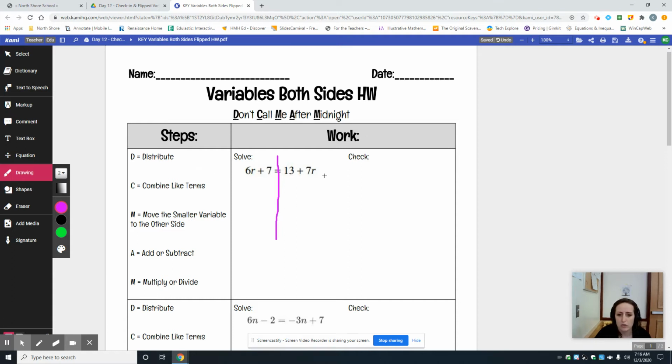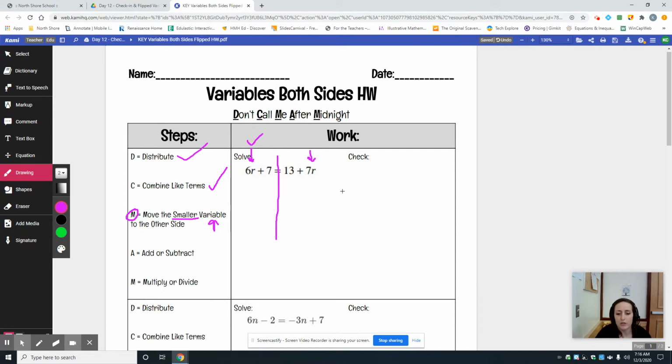So there's no distributive, no parentheses, so good. No combining like terms because there's no two r's on the left, no two r's on the right, no two constants on the left, no two constants on the right. Now we're to this step, M. Move the smaller variable term to the other side. So you need to look at your two variable terms and decide which one is smaller. This one's easier because clearly this one is the smaller one.